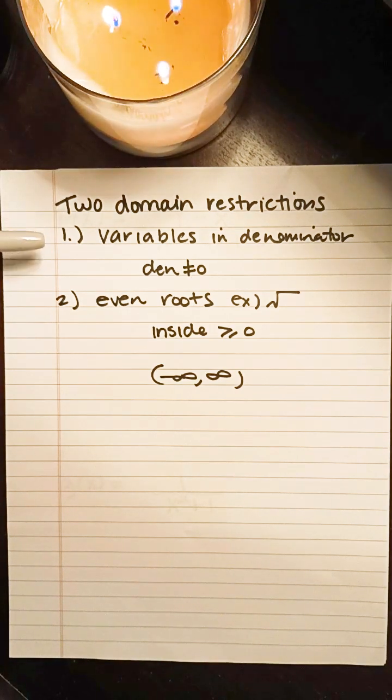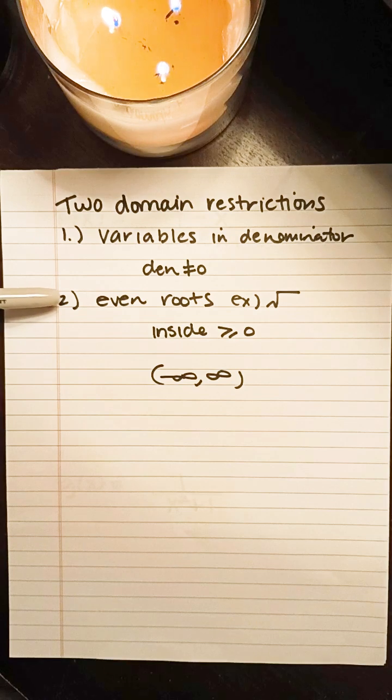When you have a variable in the denominator, you have to make sure that the denominator is not equal to 0. Because if we were to input a number into the function that makes the denominator 0, that's where the function is undefined, so you won't get out a real number.